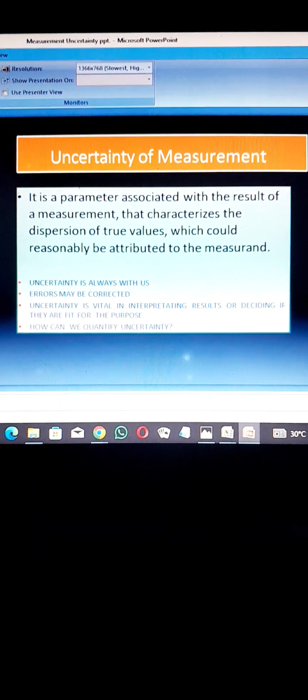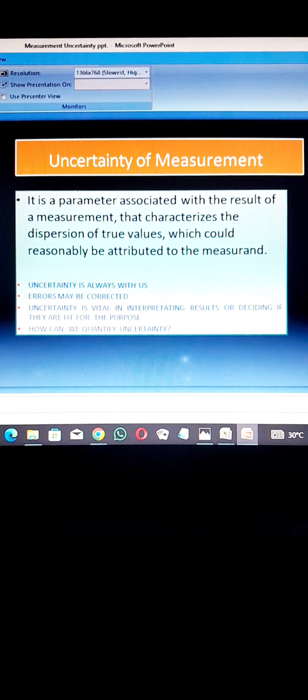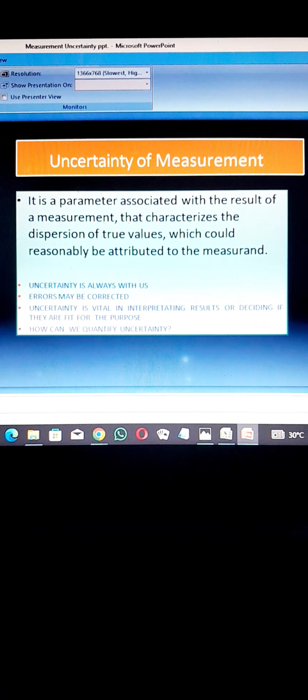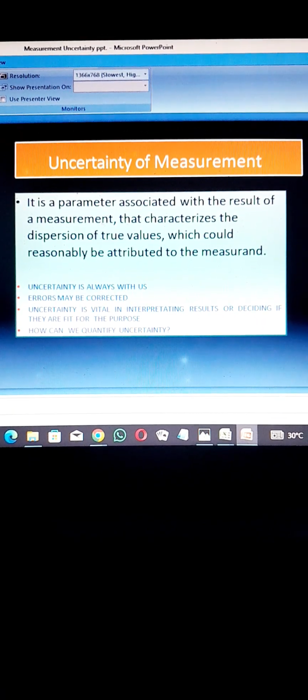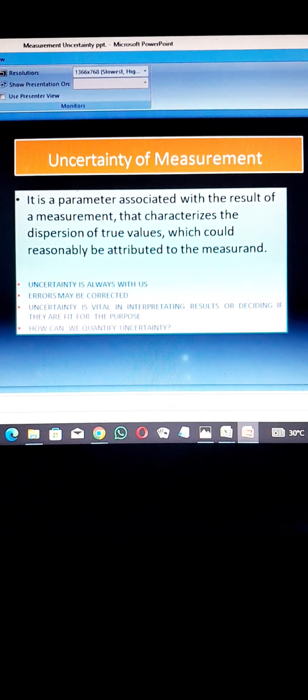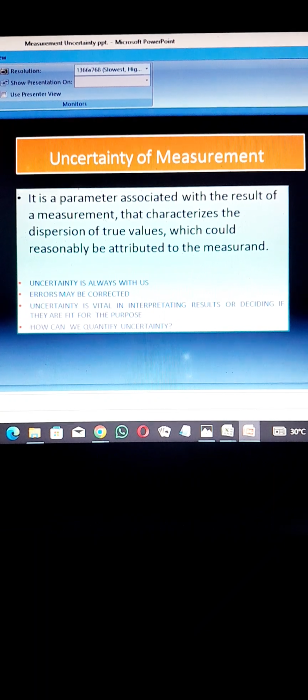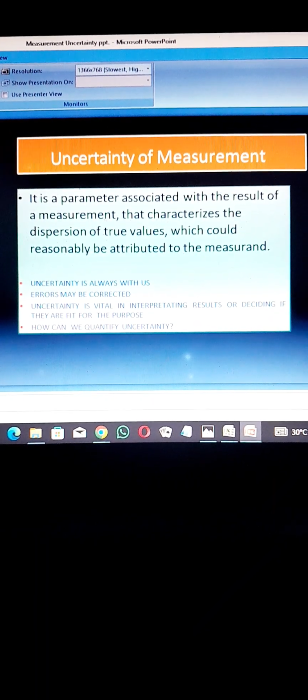And what is uncertainty of measurement? It is a parameter associated with the result of a measurement that characterizes the dispersion of the true values which could reasonably be attributed to the measurement. Uncertainty is always with us, and errors can be corrected. It is vital in interpreting results and deciding if they are fit for purpose.